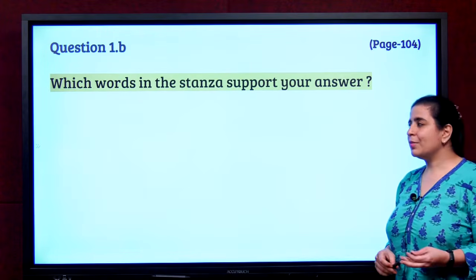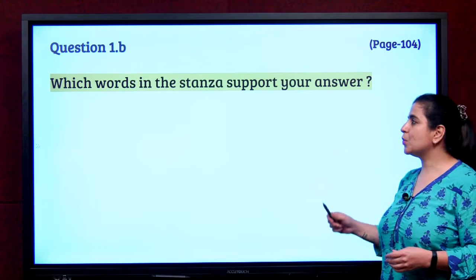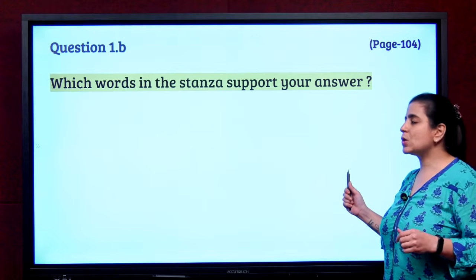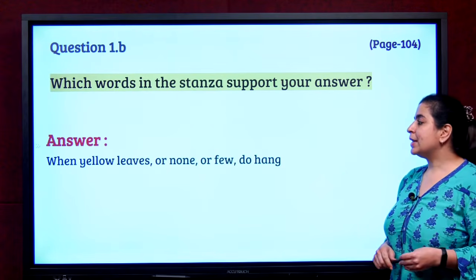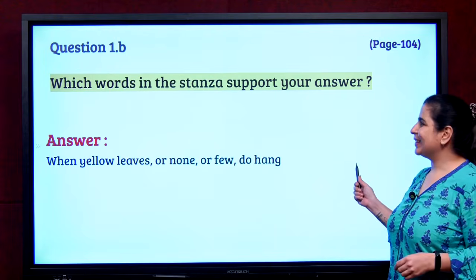Question number 1, part B. Which words in the stanza support your answer? Which are the words which tell you that it is autumn? When yellow leaves or none or few do hang.